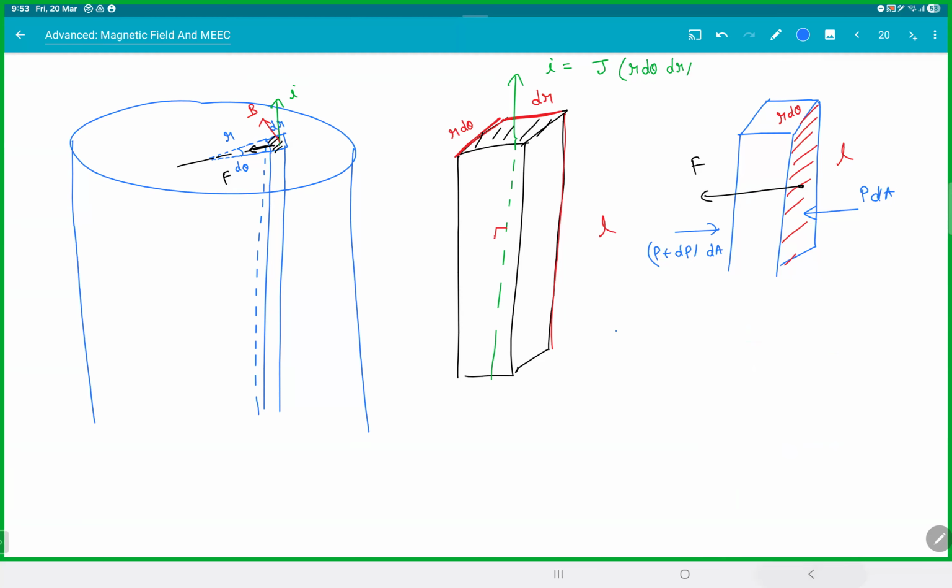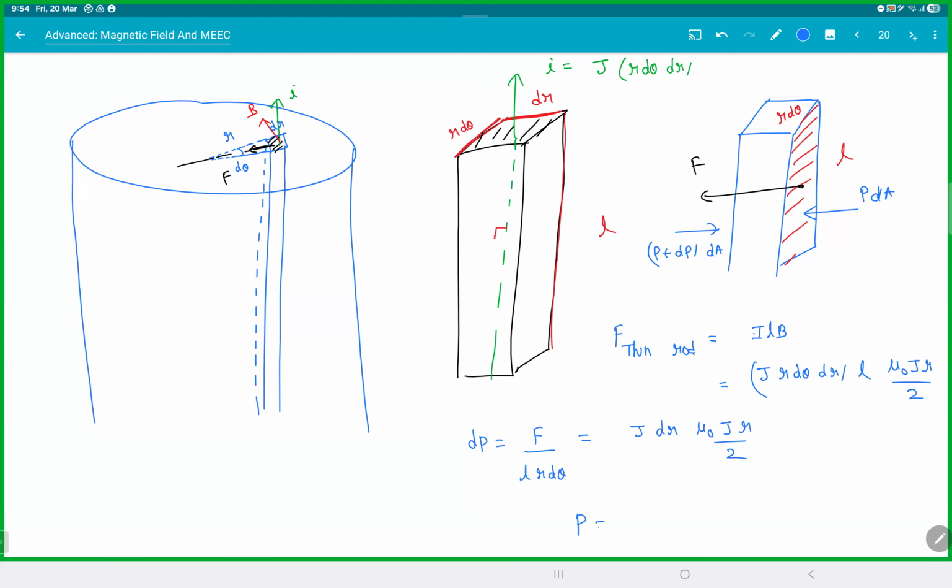So let's calculate it. So force on the thin rod will be ILB. So I will be J r d theta dr. L is L only. And what is the value of B here? B is mu naught J small r by 2. Perfect. So the pressure dP will be this force by area, which is L r d theta. That's a lot of work. J into dr, mu naught J into r by 2.